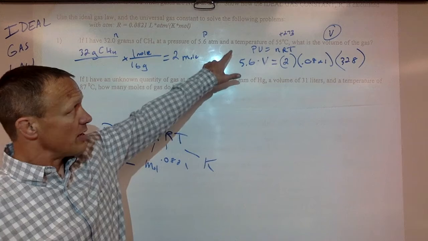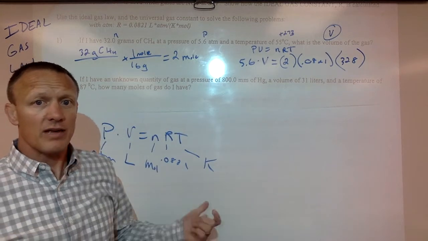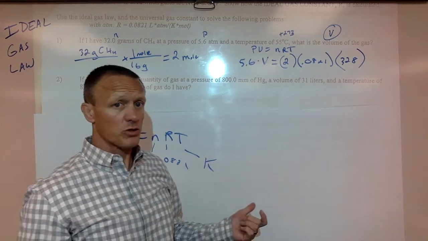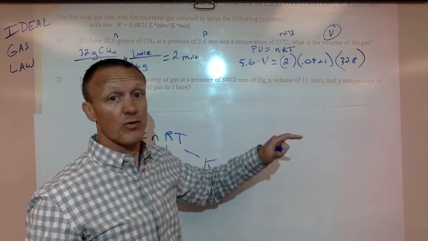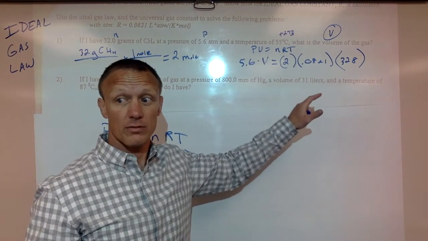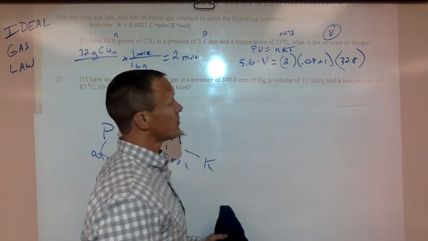So the time you use this is when you're not at STP. If we're at STP, we know that every mole is 22.4 liters. When we're not at STP, at different temperature and pressure, we've got to use this to figure these things out. So a little bit different situation.